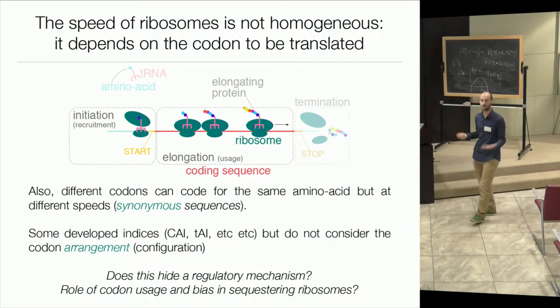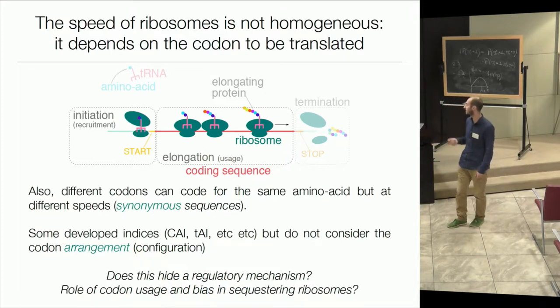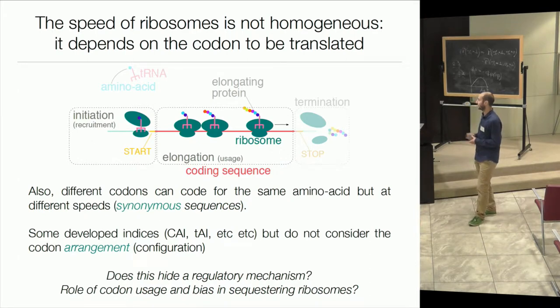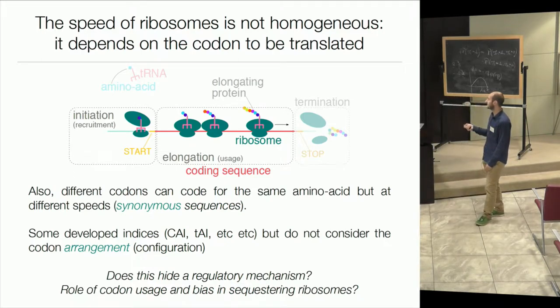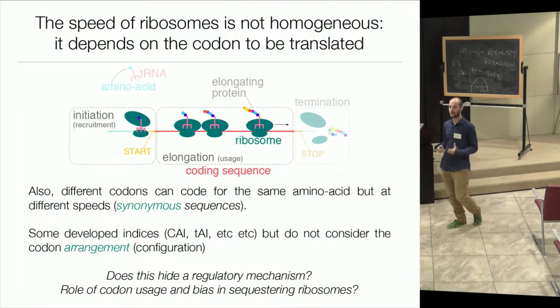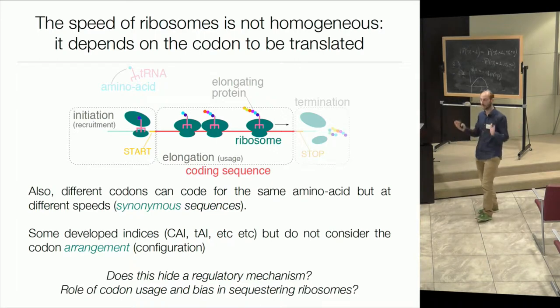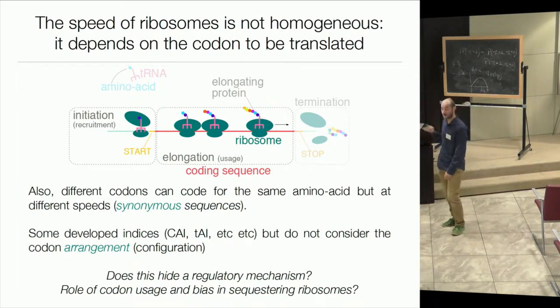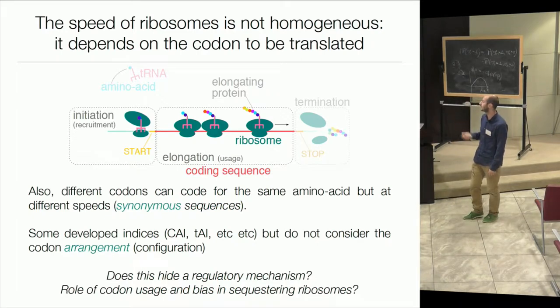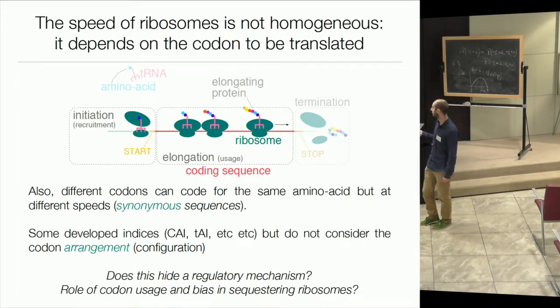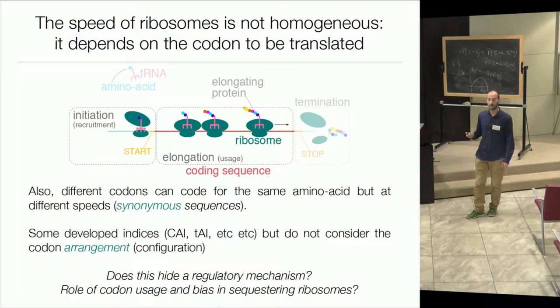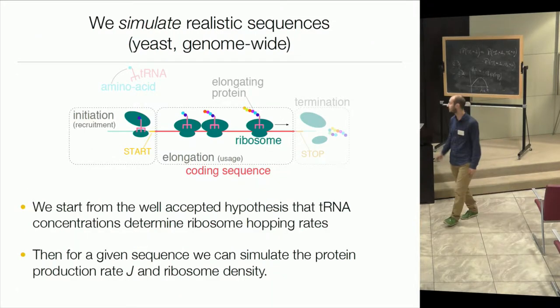One of the main questions in molecular biology is, why should there be a codon bias? What is the utility of this codon bias? Does it hide a regulatory mechanism? There have been some indices, like the codon adaptation index and the tRNA adaptation index, but the problem of those indices is that they don't consider the arrangement of the codons along the chain. They condense everything into just one number. And as Dan was saying before, the configuration of the codons along the transcript might be very important. So I'll try to answer the question: is there a role of codon usage in sequestering ribosomes?